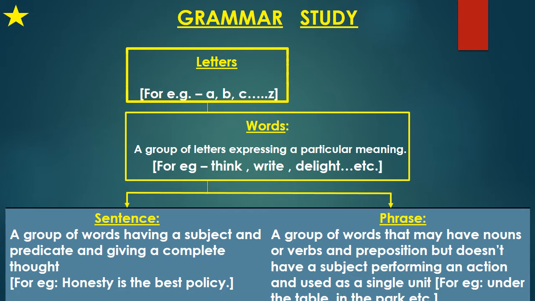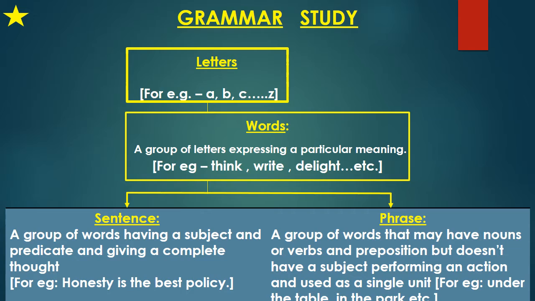For example, honesty is the best policy, or Ram is a tall boy, or you can take any example. If it gives a complete thought and has a subject and predicate, it is a sentence. Now next is a phrase.